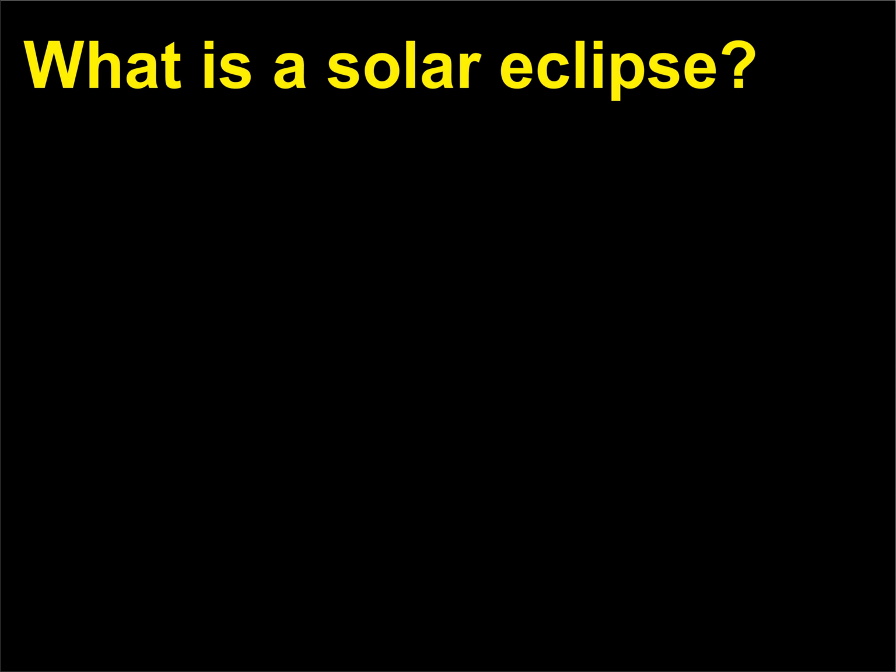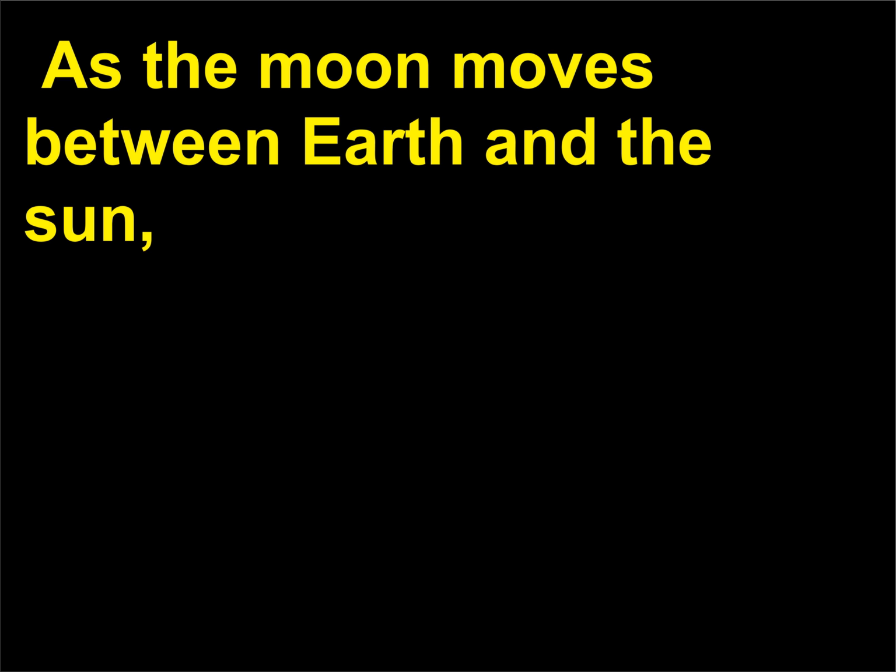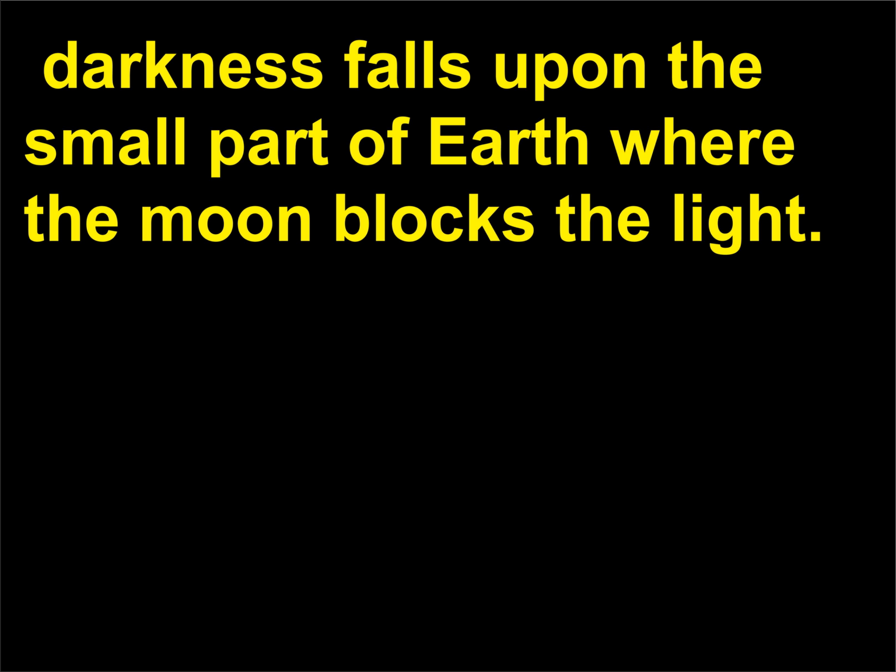What is a solar eclipse? An eclipse of the sun occurs when the moon casts its shadow on Earth. As the moon moves between Earth and the sun, darkness falls upon the small part of Earth where the moon blocks the light.